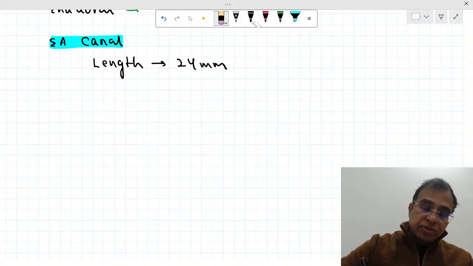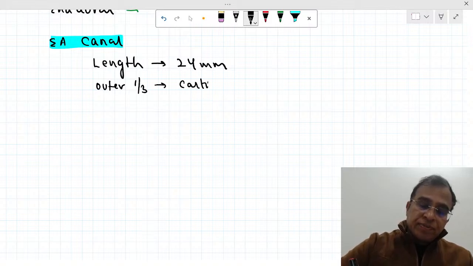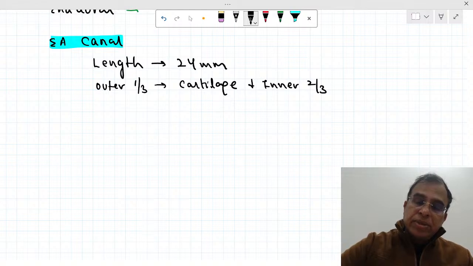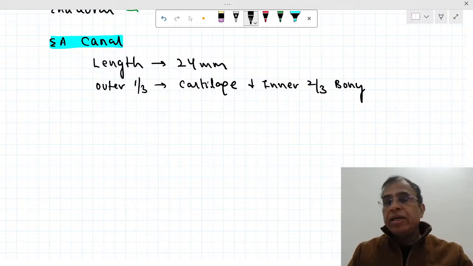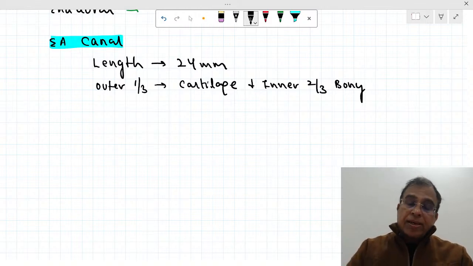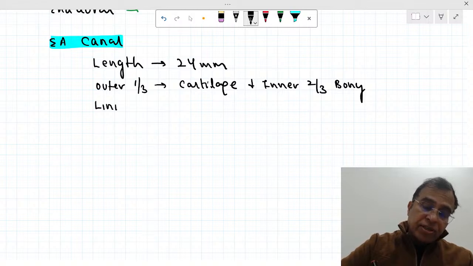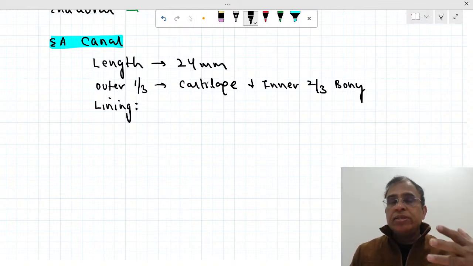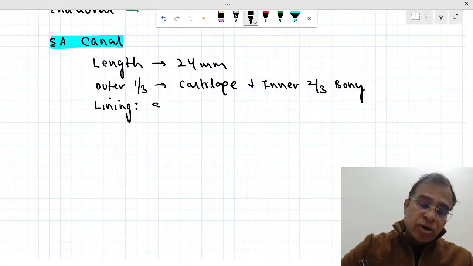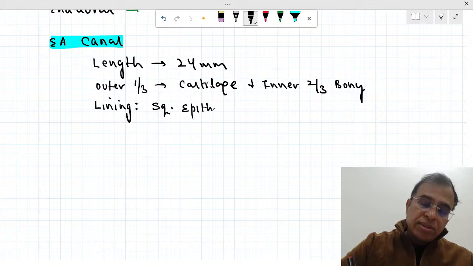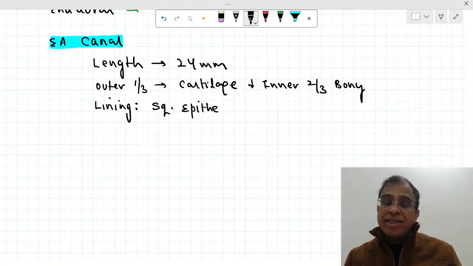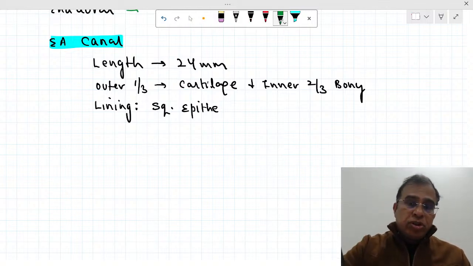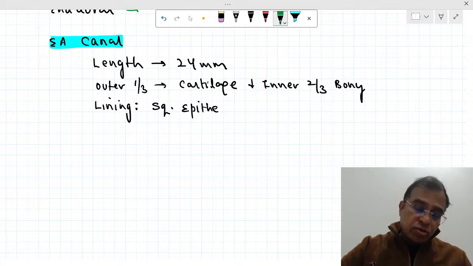What is it made up of? The outer one-third is made up of cartilage and the inner two-thirds is made up of bone. I'll come to this. With the help of the diagram that I've drawn, I will try to explain this also. And then the lining of the canal. Everything in the body has to have a tissue lining. The lining is the skin around the pinna. The same skin goes inside the canal and lines the canal, which is keratinized squamous epithelium. Now these are the regular points about the canal that you have to know. And then you have to know the more special points, like there is something called the foramen.